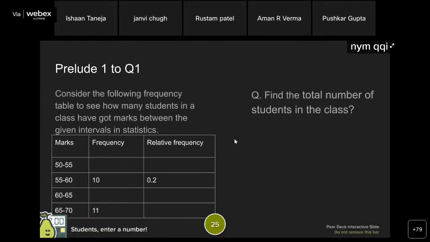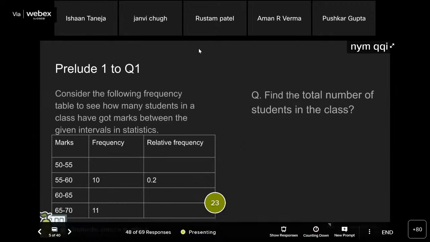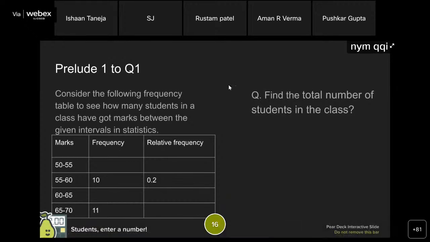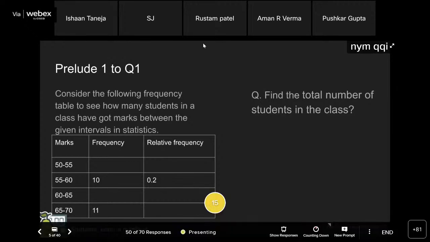Ishan, while we are waiting, this portal, does it have a calculator? Online calculator? No, you can open it in a new tab or on your phone. Okay. Yeah, in total you have a calculator to work with.